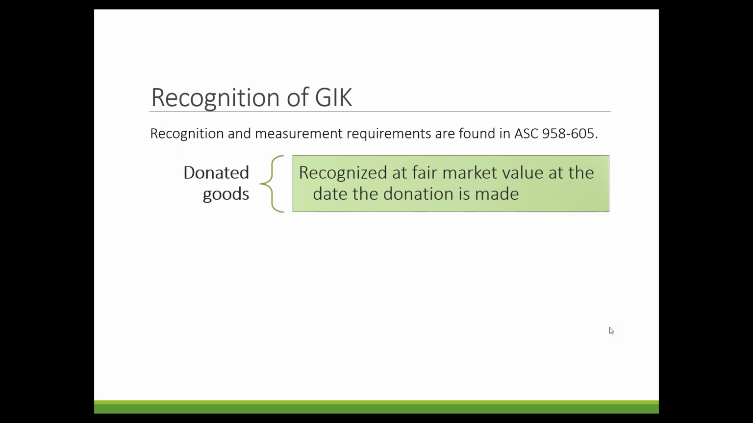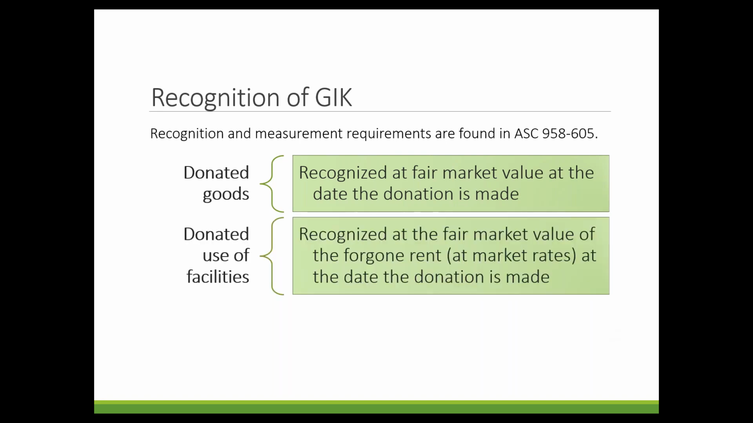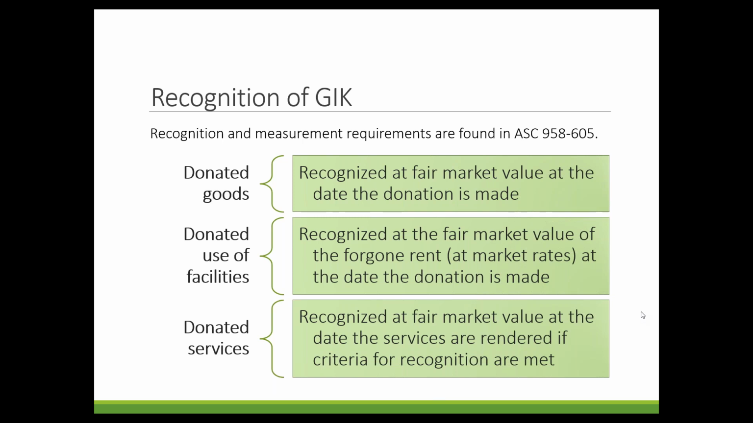So keep in mind that recognition of gifts in kind did not change with ASU 2020-07. It's more that they just added disclosures. And there's 3 different main types of in-kind donations. There's donated goods, which are recognized at fair market value at the date of donation. There's donated use of facilities, which are recognized at the fair market value of the foregone rent at the date of donation. And there's donated services, which are recognized at the fair market value at the date the service is rendered, assuming it meets certain criteria.